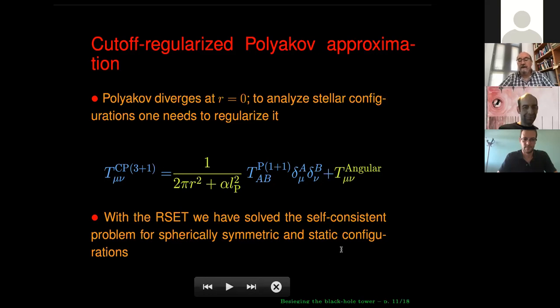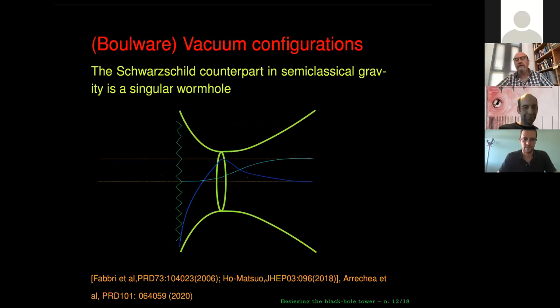So what we have done is to take this stress energy tensor and use it to find self-consistent solutions to spherically symmetric and static configurations. The first thing we did was to find the vacuum solutions of the geometry, meaning the Schwarzschild counterpart in semiclassical gravity. These are the solutions in which you don't consider the existence of matter. The stress energy tensor of classical matter, you put it to 0.